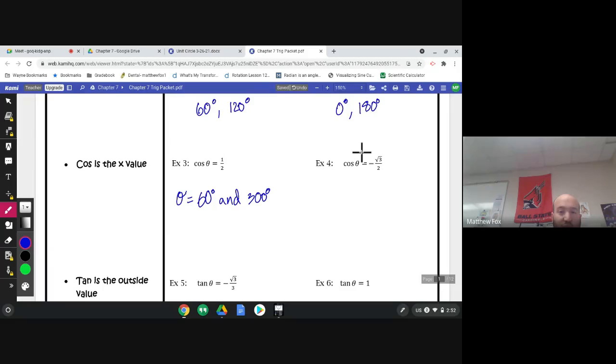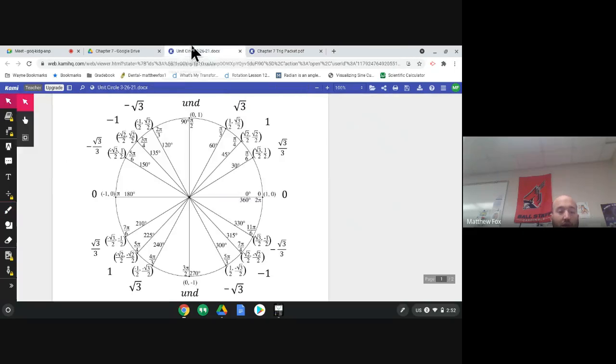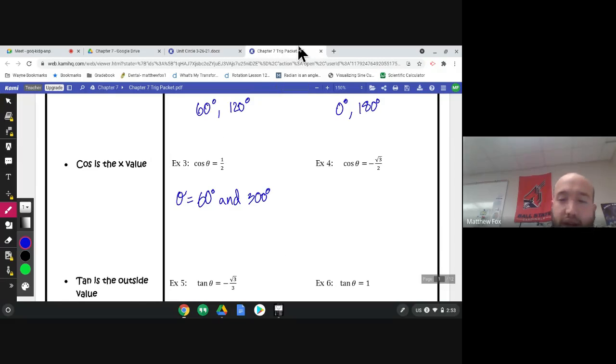So where's the x value negative square root of 3 over 2? So we look on here. Well, x is negative when it's in quadrant 2 or 3, as it's to the left. Okay. So negative square root of 3 over 2 right here occurs at 150. We reflect over also at 210. Okay, so I can do theta equals 150 degrees and 210 degrees.